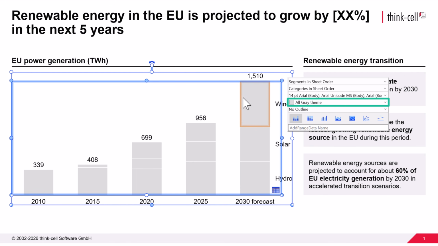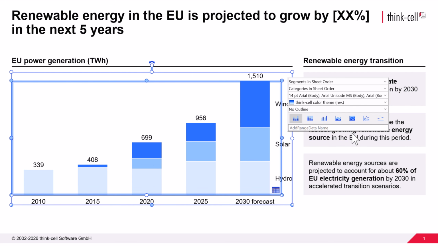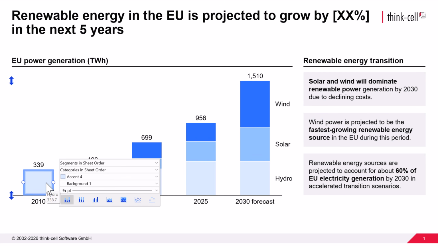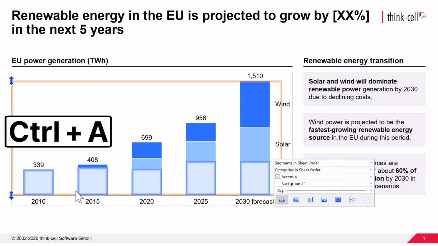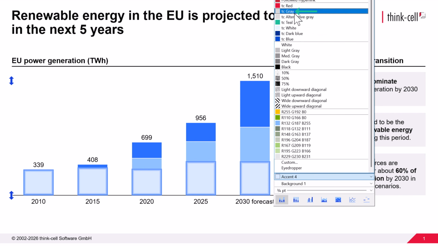First, we'll choose a different color scheme. On the Color Scheme menu, select the color scheme that you want. Next, because the Hydro series is relatively stable compared to the Wind and Solar series, let's give it a more neutral color. To quickly select an entire series, select any segment in the series, then press Ctrl-A. On the Fill menu, select a neutral color.